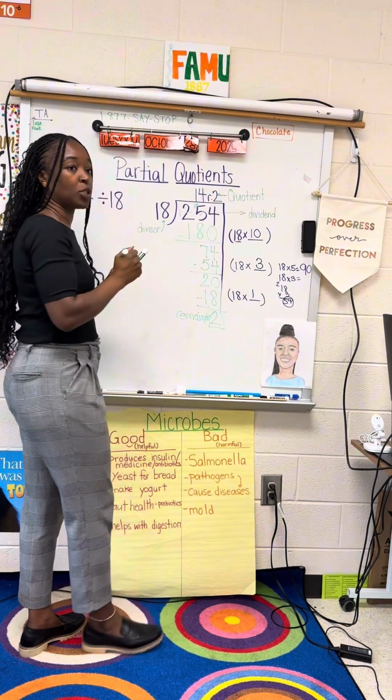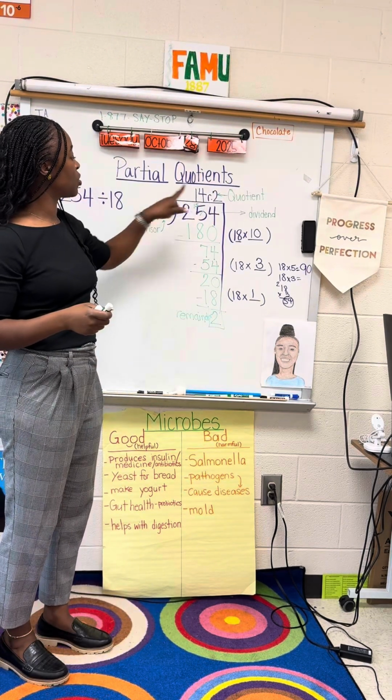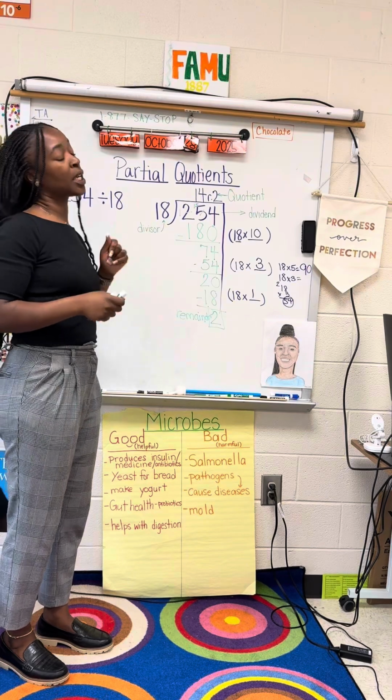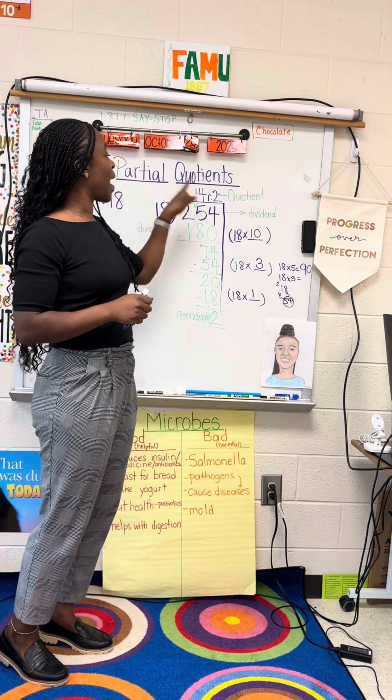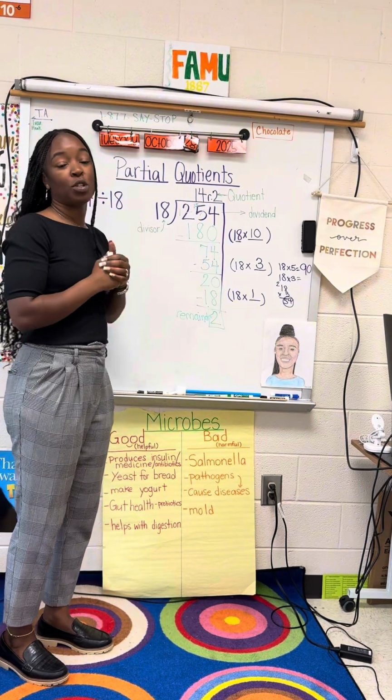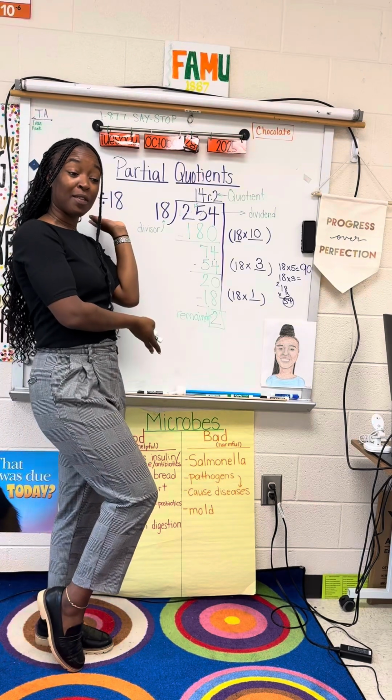And of course, to double check your work, you're going to multiply that quotient by the divisor. You should get 252, and then you'll add the 2 on there, which will give you 254. And there you have your partial quotients.